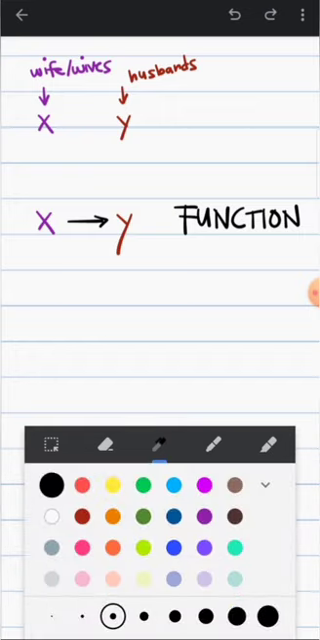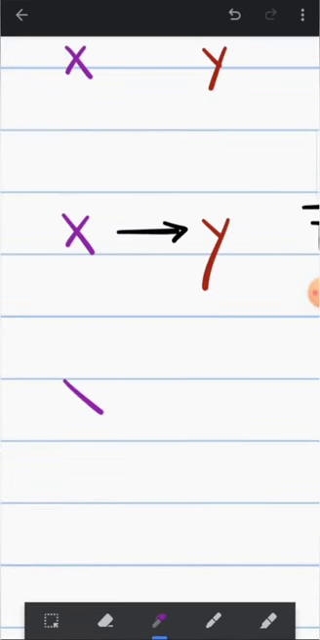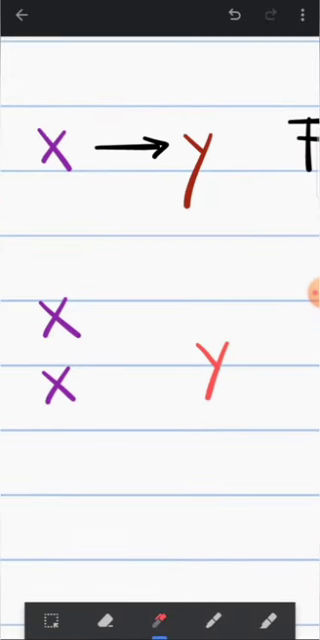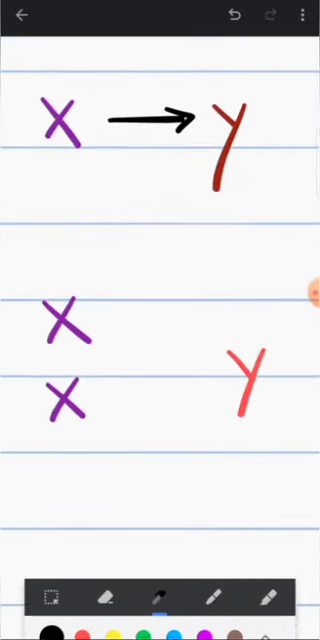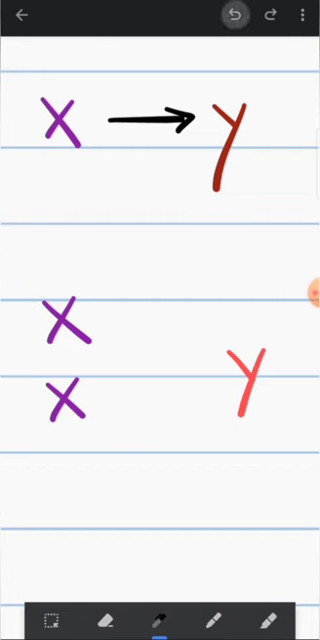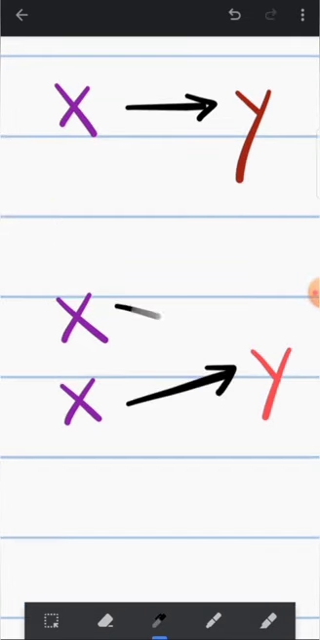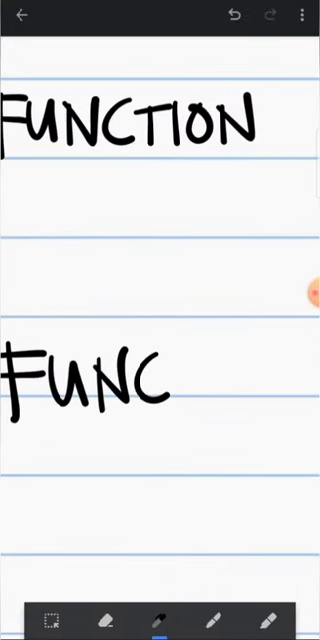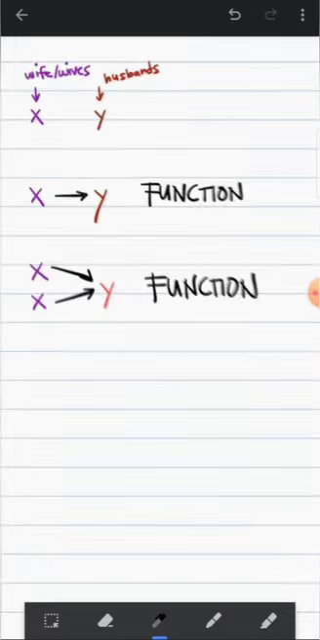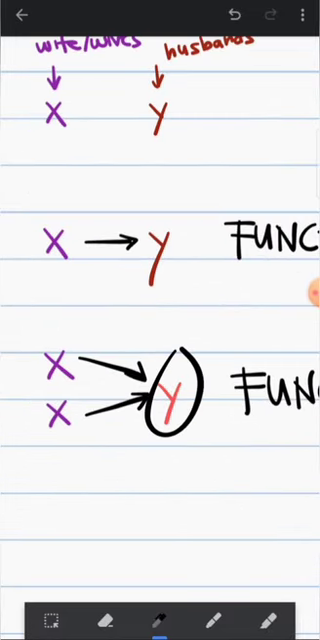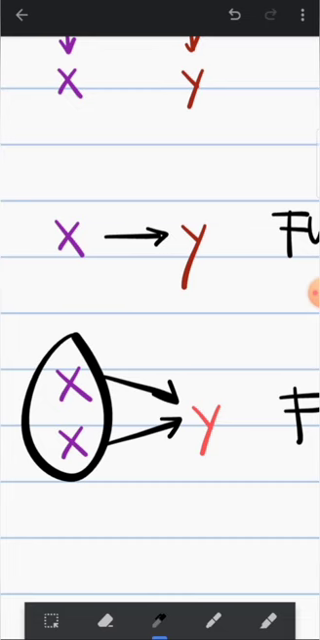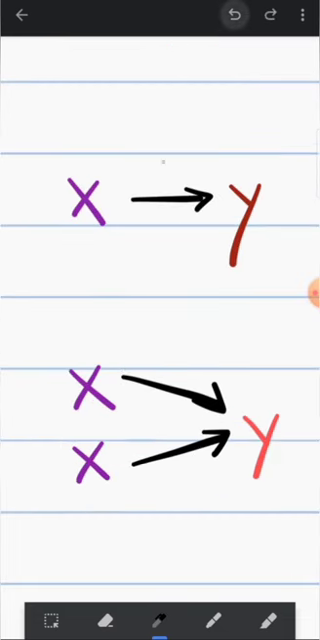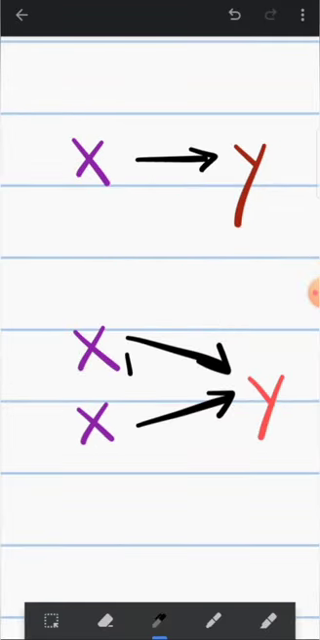The second case is if a husband has two wives. These are his wives. This also is a function in terms of functions. A husband in polygamy can have one or more wives. So here y has two wives, and those wives are x1 and x2.